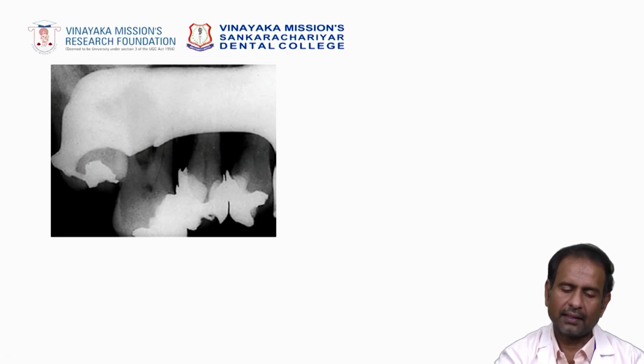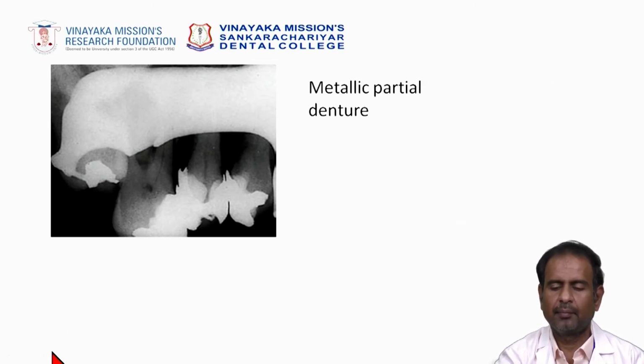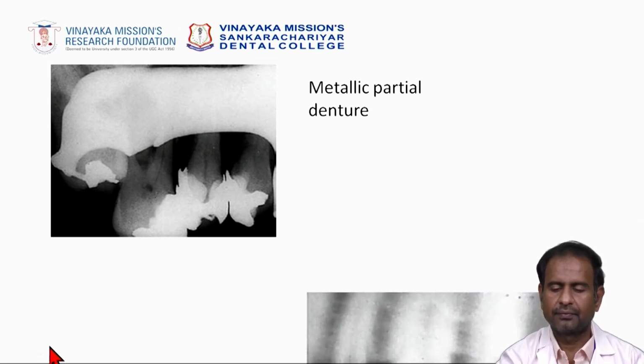This is the radiopaque artifact. Some of the material is abnormally white in color. So what is that? This is the metallic partial denture, the RPD. A metal partial denture appears very dark white in color.